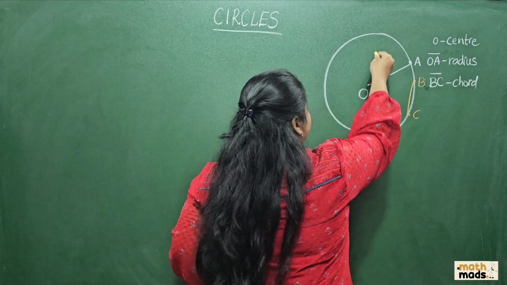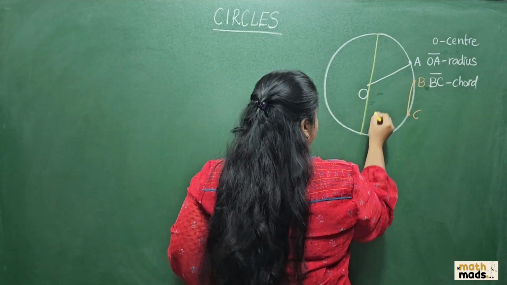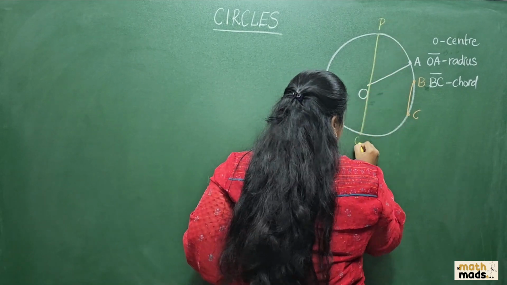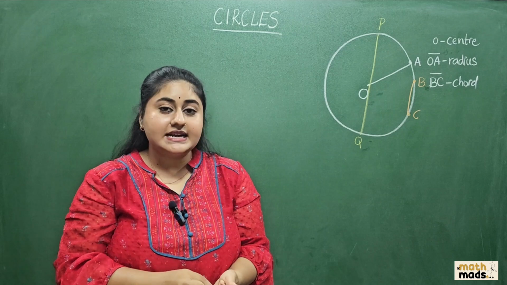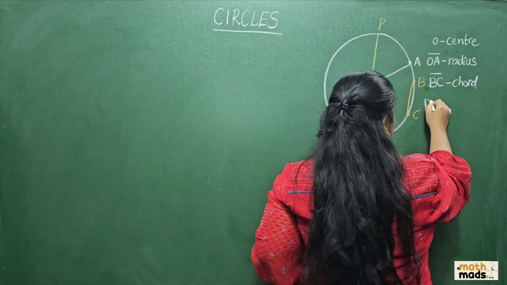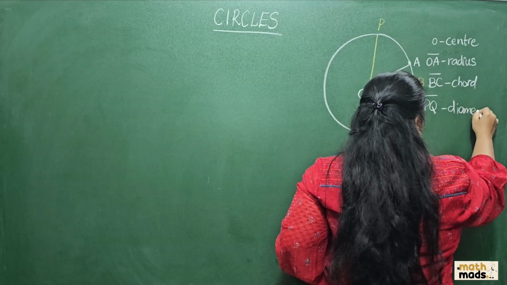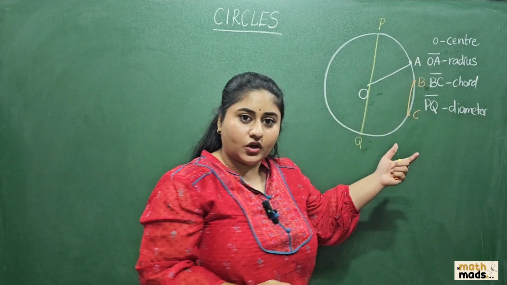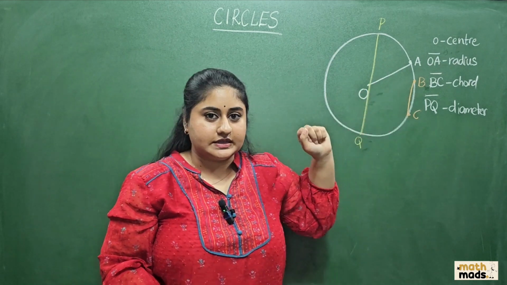Then what do I get? Let me name it PQ. Then this PQ, which is passing through the center of the circle, is called diameter of the circle. So, PQ is diameter. Also, we know that it is the longest chord, right? It is the longest chord and it also is twice the radius of the circle.